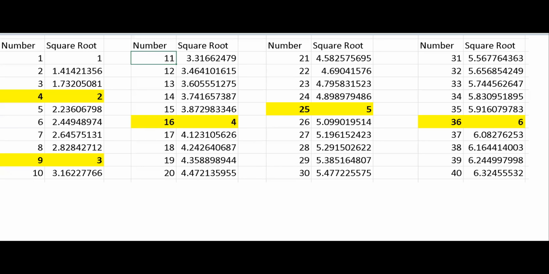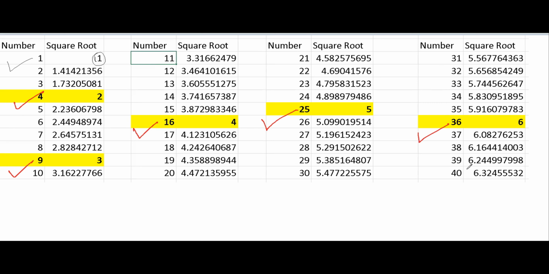Okay, so what I have shown here is the numbers listed from 1 to 40. You can see very clearly that wherever there is a perfect square, I am getting the square root as a whole number or natural number. For example, 1 is a perfect square, so the square root of 1 is 1. Similarly, the square root of 4 is 2, the square root of perfect square 9 is 3, the square root of 16 is 4, the square root of 25 is 5, and the square root of 36 is 6.